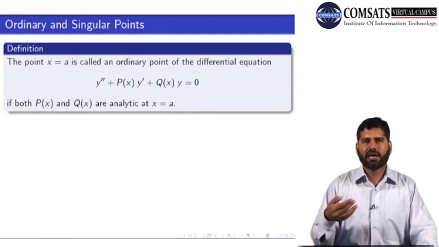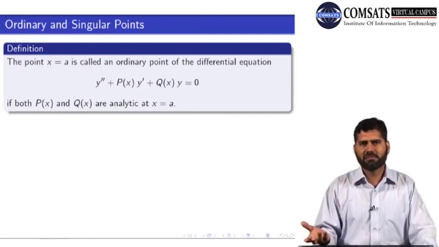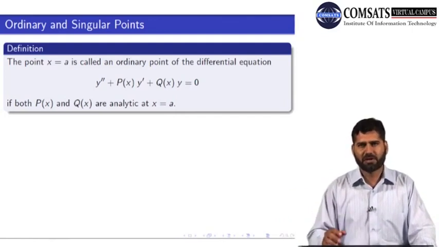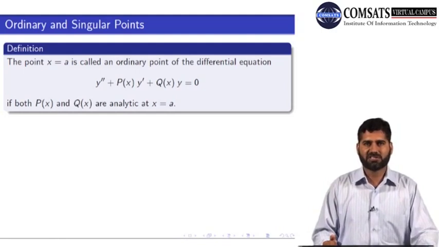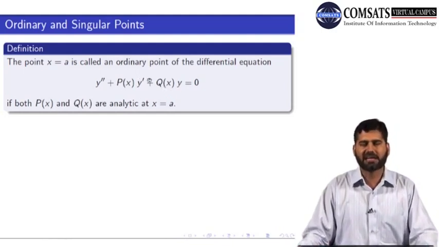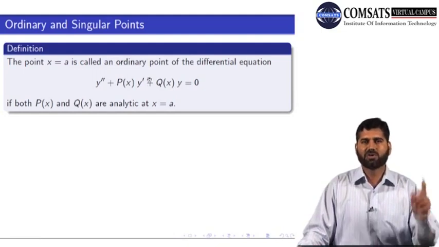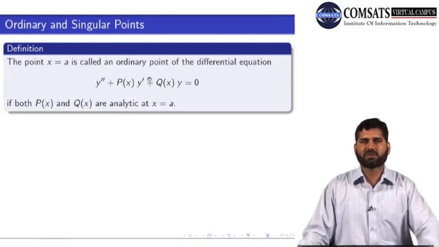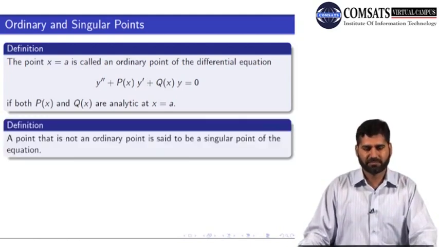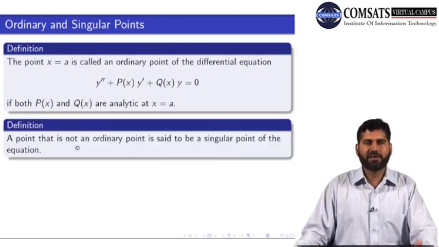We said that polynomials are analytic, so we don't have to worry about them. Rational functions are analytic as long as the denominator is non-zero. So p(x) and q(x) should be analytic. If they both are analytic at x = a, your series is convergent, and the point x = a is an ordinary point. If a point is not an ordinary point, it is called a singular point of the differential equation.